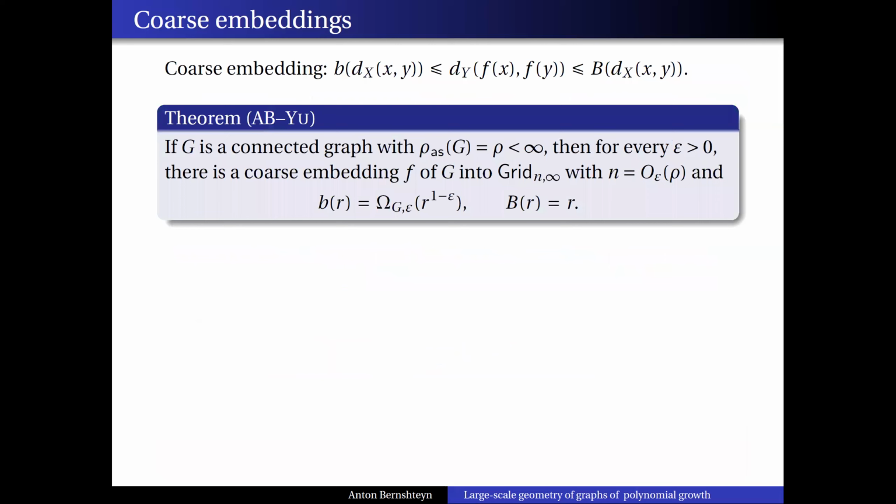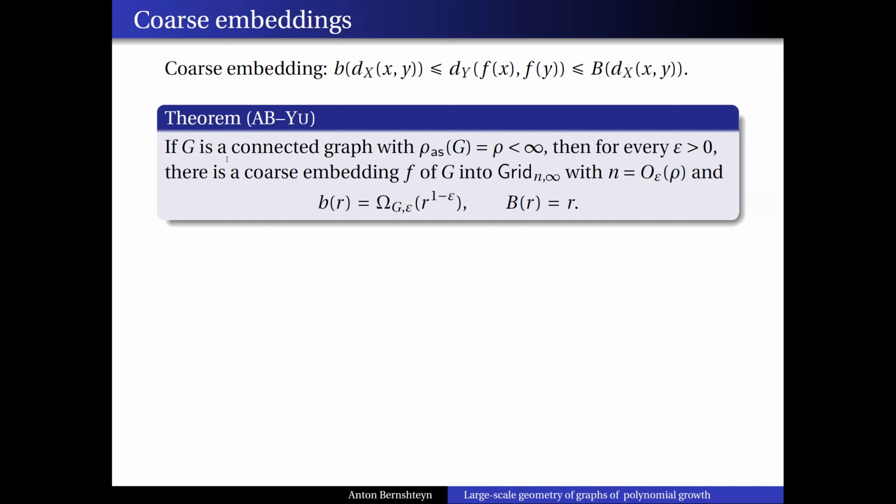So let me tell you what we proved. This is just the definition of what it means for a function to be a coarse embedding, and the answer is yes to this question. In fact, we get really nice control over both this lower bound function, the upper bound function, and the dimension of the grid to which we have to map. So here's the statement. This is for connected graphs so far. I'll return to this question about Borel graphs a little bit later. But let's think about connected graphs.